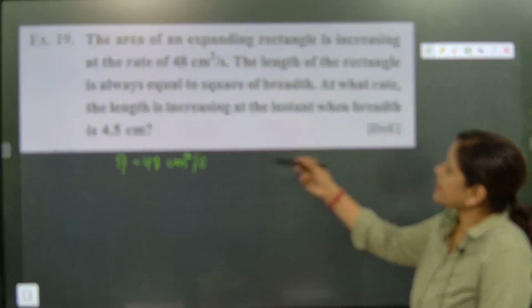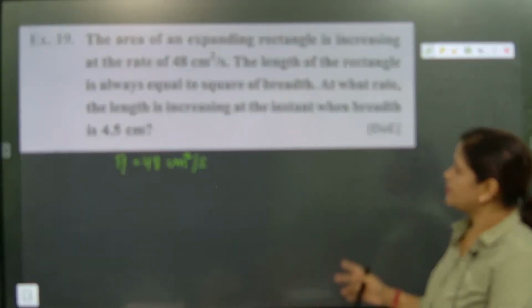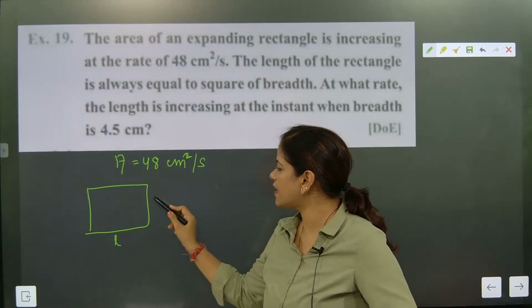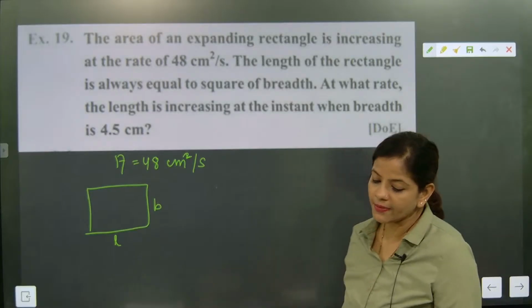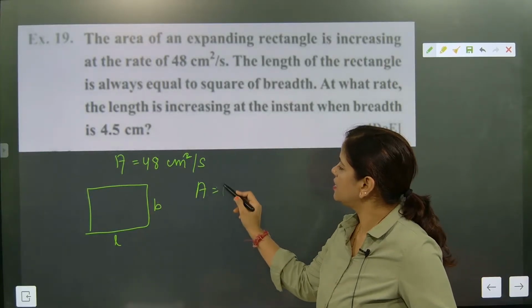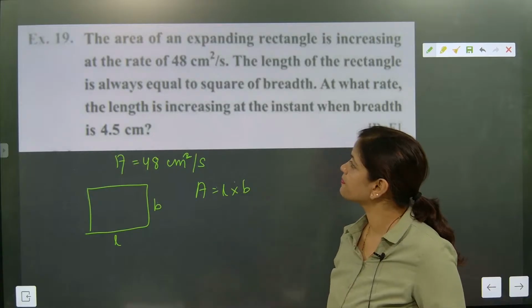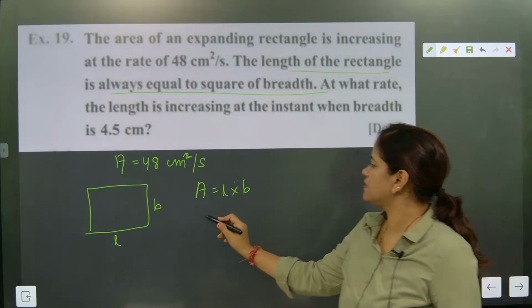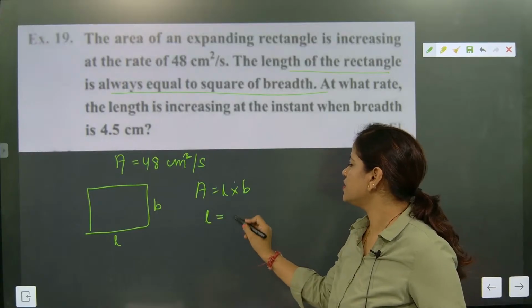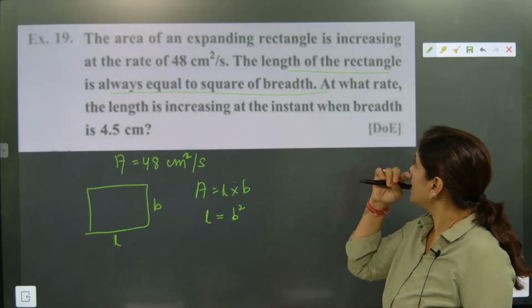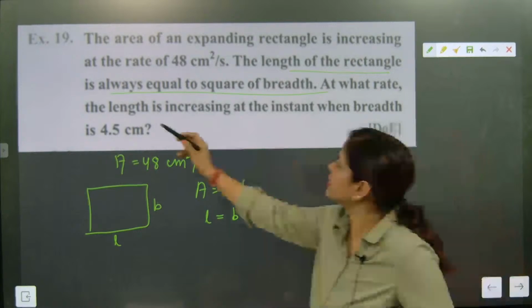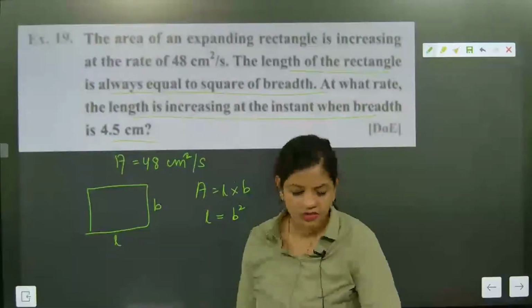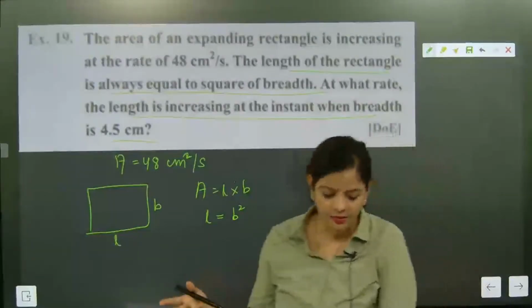The length of the rectangle is always equal to the square of the breadth. We are talking about a rectangle with length and breadth. Area is equal to length into breadth. So length is equal to the square of the breadth. At what rate is the length increasing at the instant when the breadth is 5 centimeter? This is what they are asking.